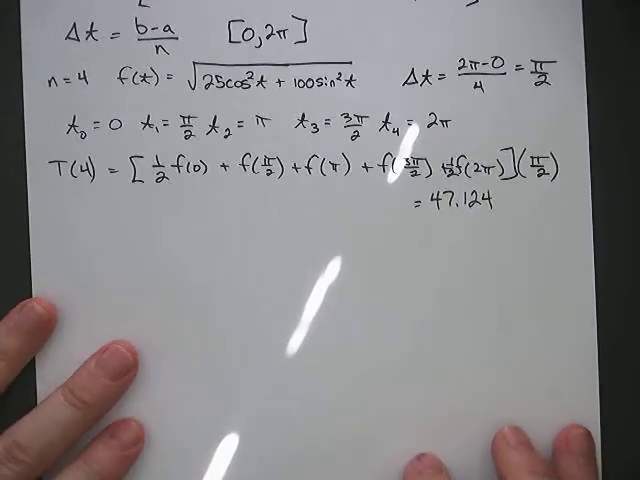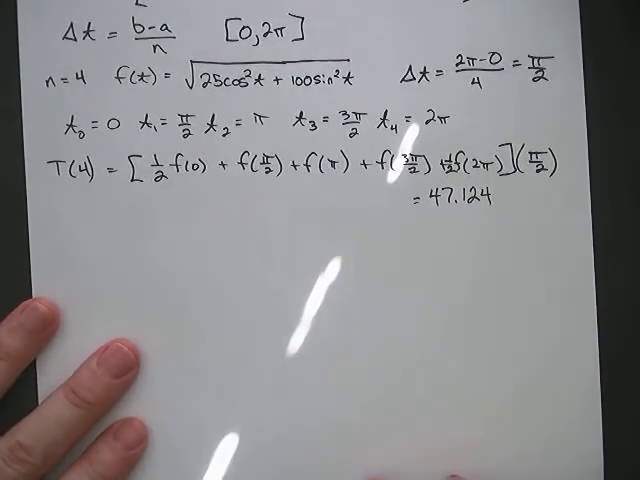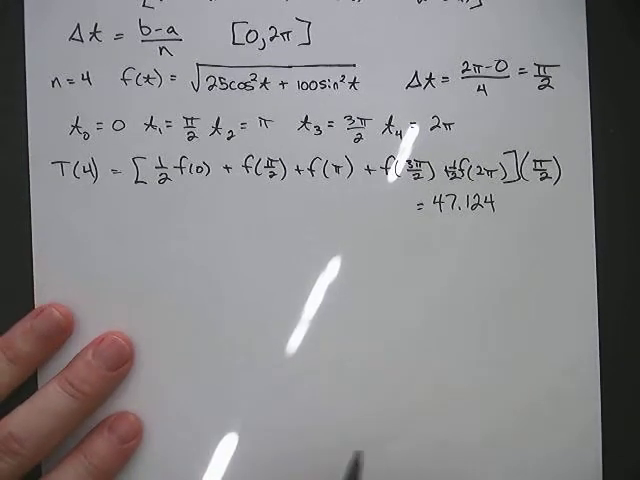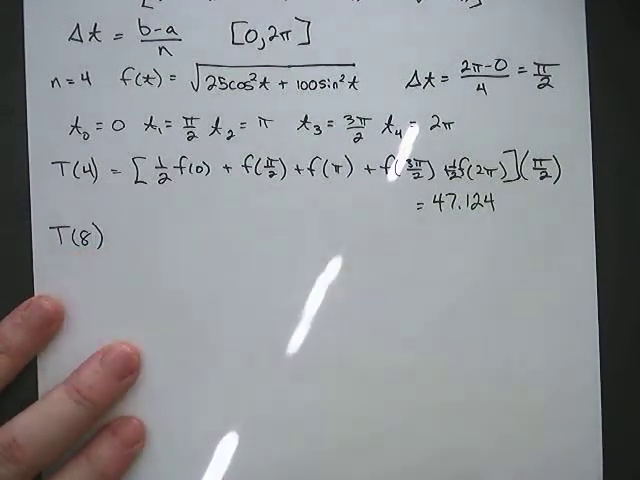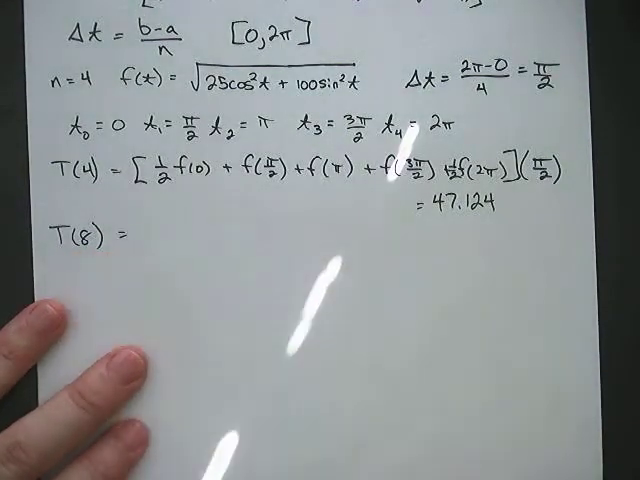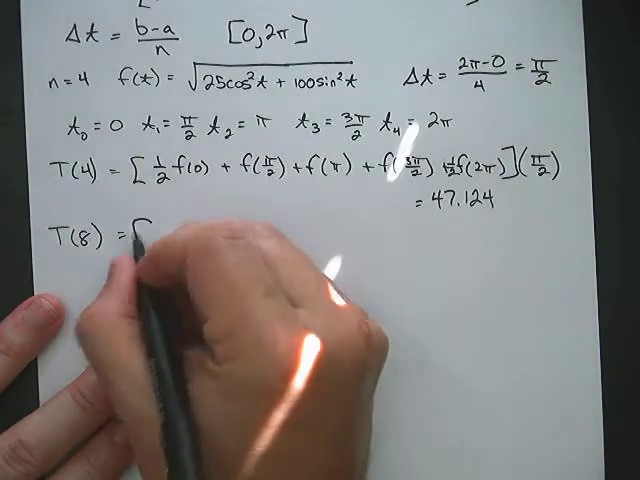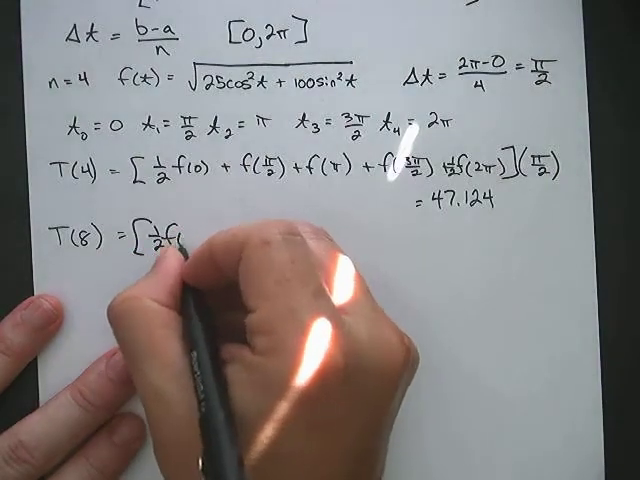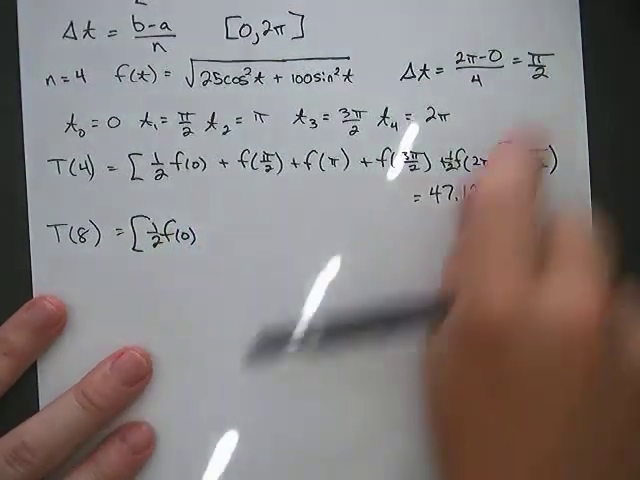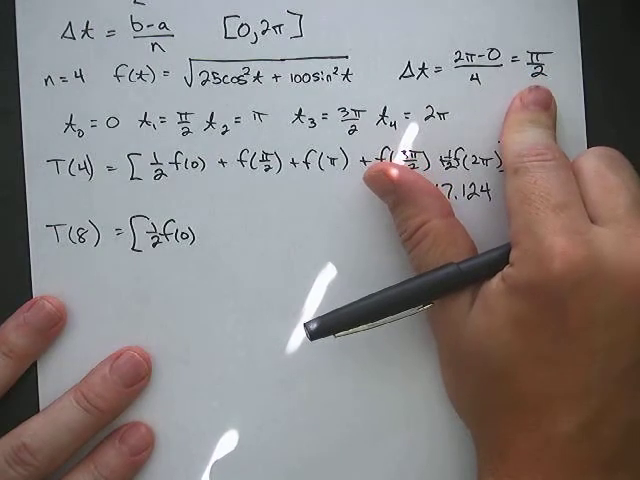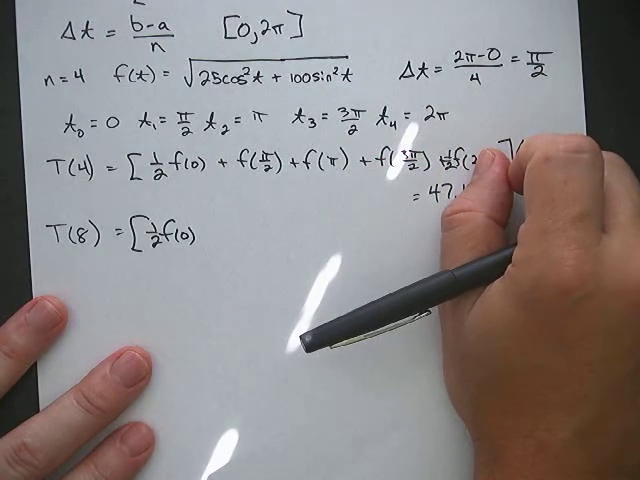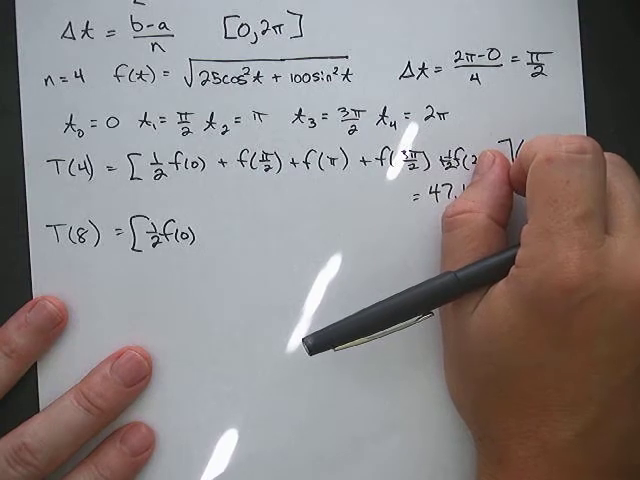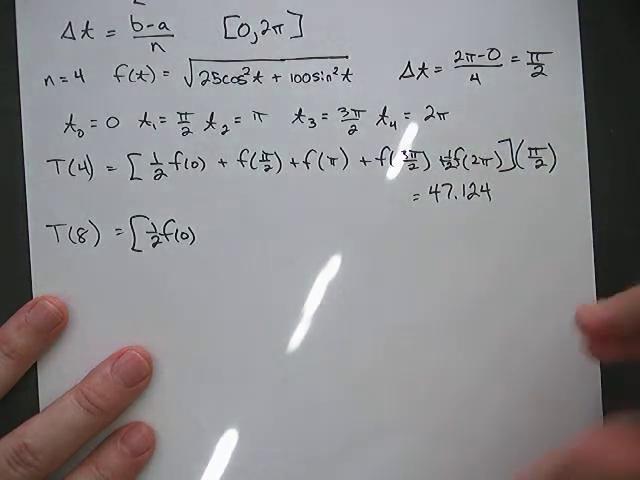Okay, so for the next one, we're going to use the same formula, but we're going to have twice as many values on this one. So for n equals 8, or 8 subintervals, the first one would start at 1/2 of f of 0 still. But now, instead of pi over 2, our delta t is going to be 2 pi divided by 8, which is pi over 4. So we're going to be going by pi over 4 now.